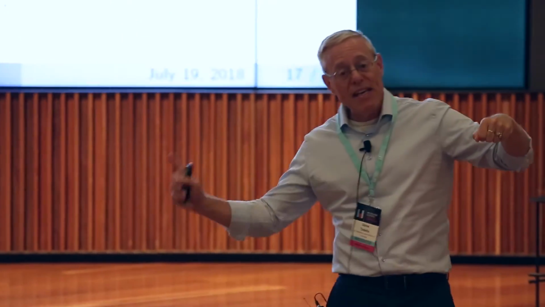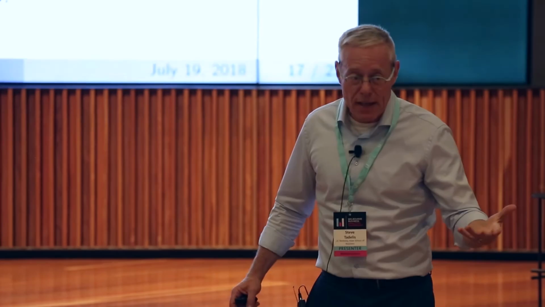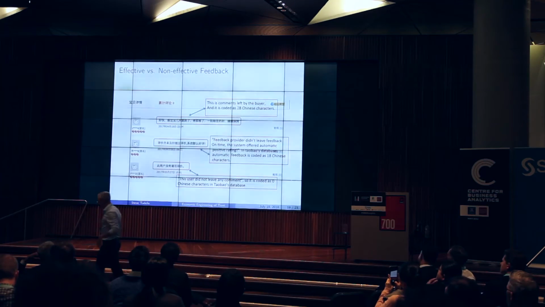So the testable implication of this story is that if a marketplace lets sellers pay for feedback mediated through the marketplace, then that will help good sellers distinguish themselves from bad sellers and then flourish on the marketplace. So I'm going to jump ahead. This is kind of what it looks like. It's all Chinese to me.